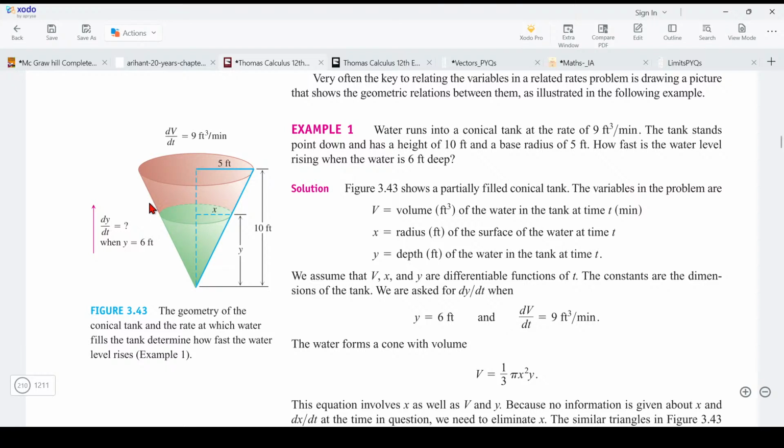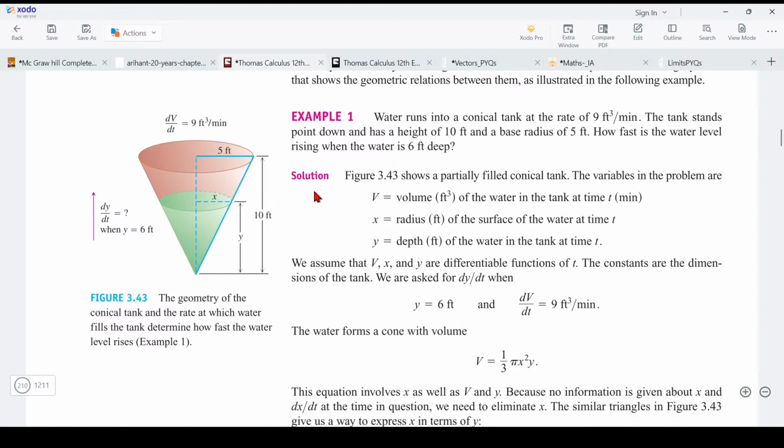Now, what is dV/dy? It is the change of volume with respect to y. But how do you get that? Volume of a cone: what is the volume of a cone? 1/3 pi r square h. Volume of a cylinder is pi r square h, and the cone is one third of the cylinder, so 1/3 pi r square h.